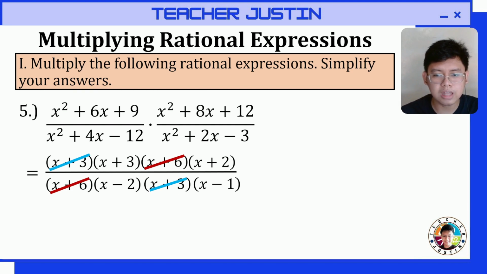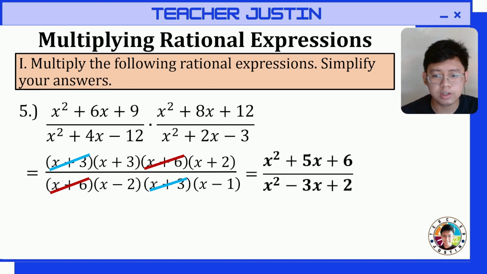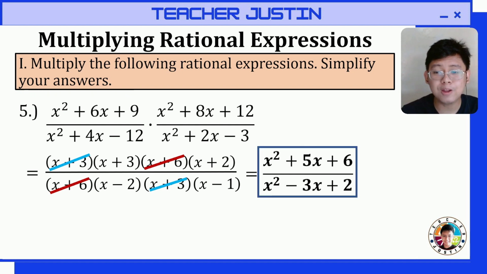So, x plus 3 times x plus 2, that will give us x squared plus 5x plus 6. Si x minus 2 and x minus 1, yung product nila will be x squared minus 3x plus 2. And that will be the product of our rational expressions. And that's it. Tada!